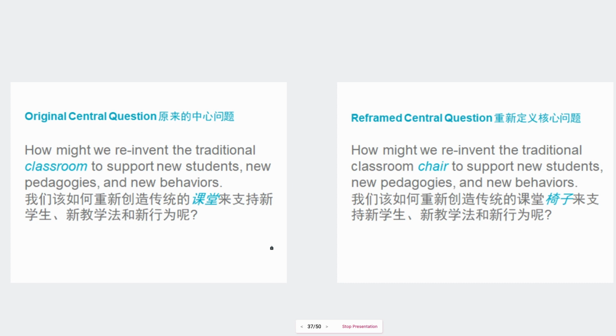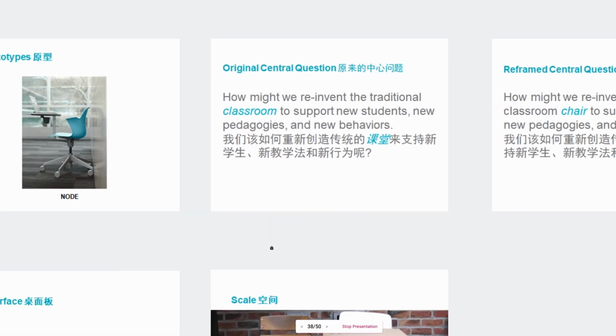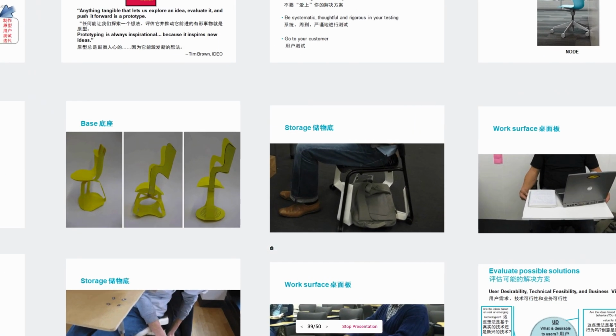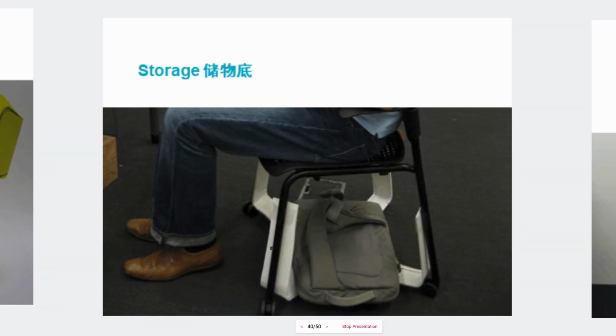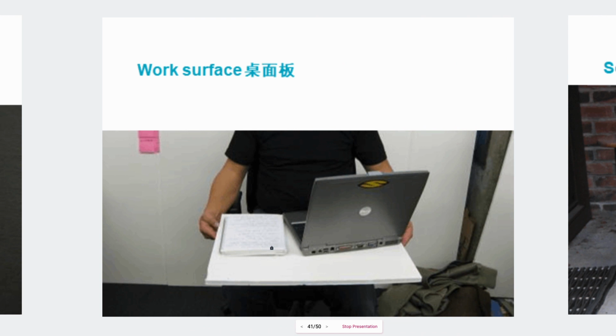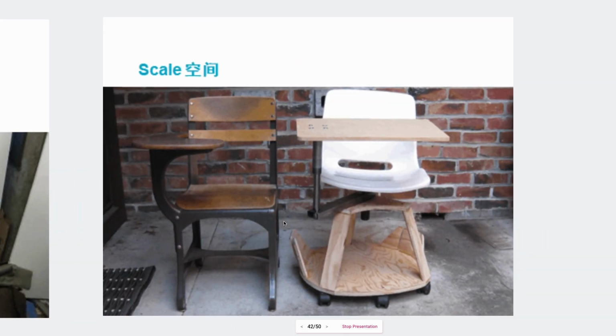Thanks, Patricia. Then you can see when Steelcase did the prototype, here we just use paper. For the prototype, as I said, do it cheaper. Don't use very expensive materials or do it very expensively. Just do it cheaper, okay. So the base, the storage, you can see. Okay, the work surface, how might our users put their computer and also their notebook on the surface, okay? Here is the scale, okay?